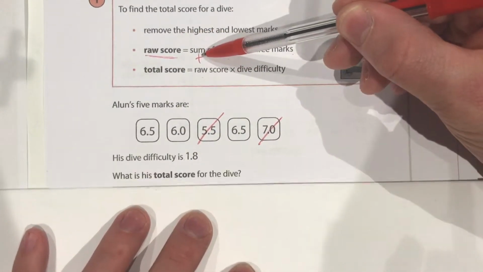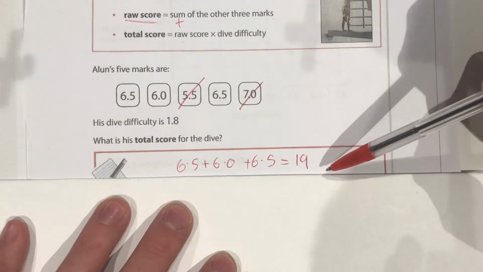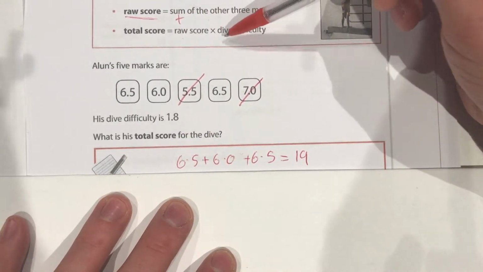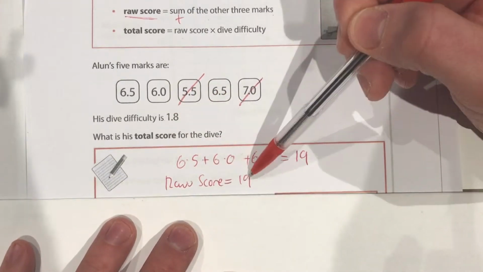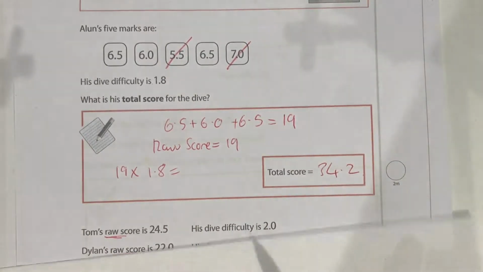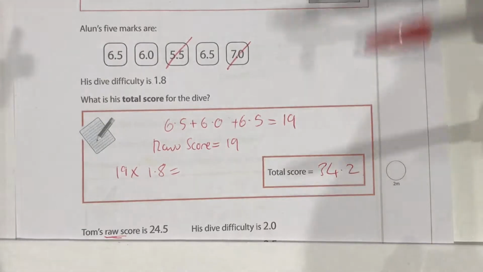So sum means add the total. So I'll start by adding all of them up, which is 19. Remember, you've got calculators, so use them. Now we know the raw score, we're going to multiply that by the dive difficulty. The dive difficulty is 1.8, and the raw score is 19. 19 times 1.8 is going to give me an answer of 34.2. You get 1 mark for adding up and finding 19 as the raw score.